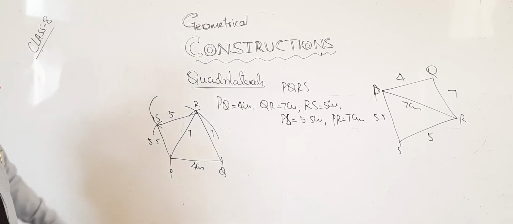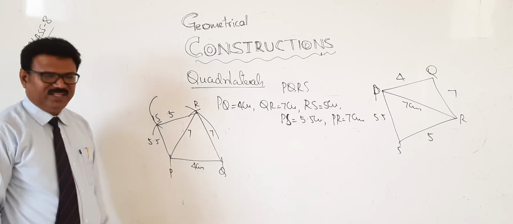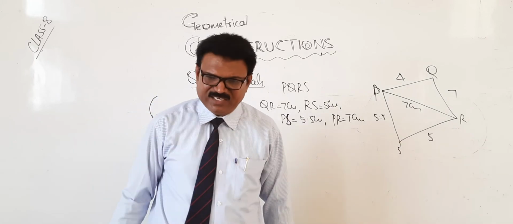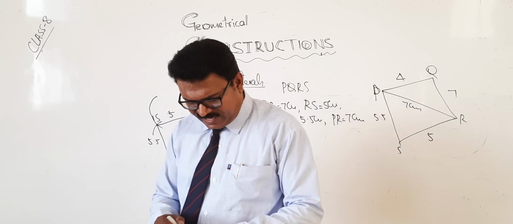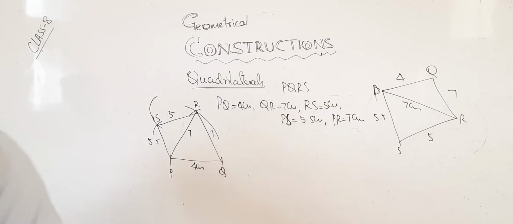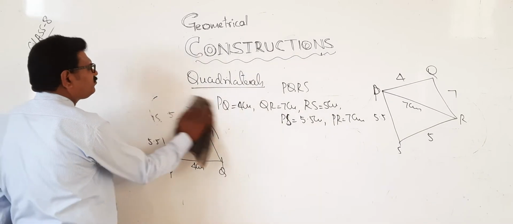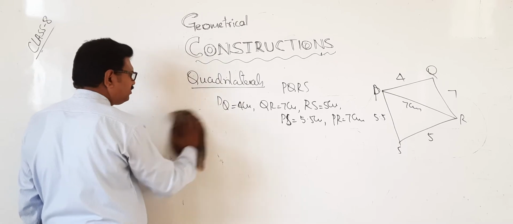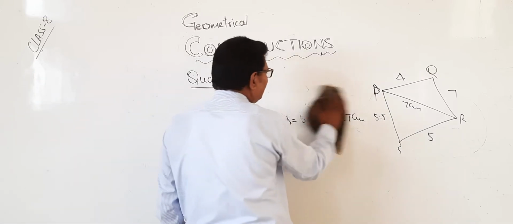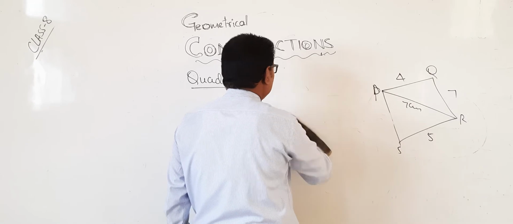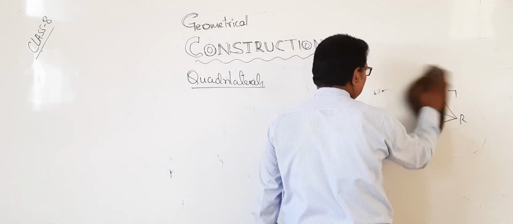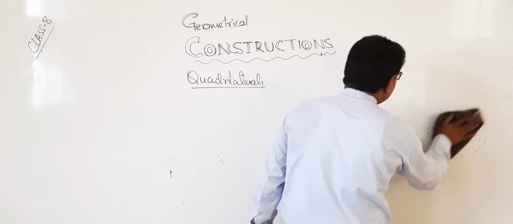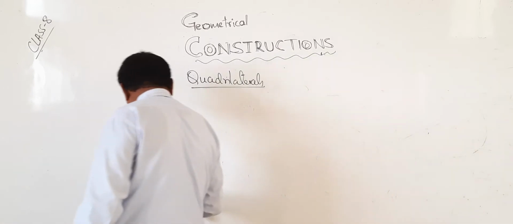So this is the construction of a quadrilateral when four sides and one diagonal are given. Okay? Next one, three sides and two diagonals given. How to construct? I am explaining one by one so that you will understand. Exercise problems we will do next class. There is no problem, right?